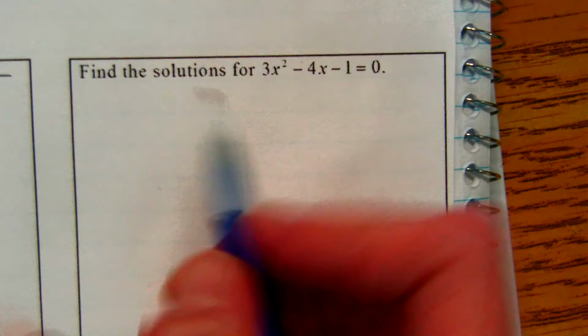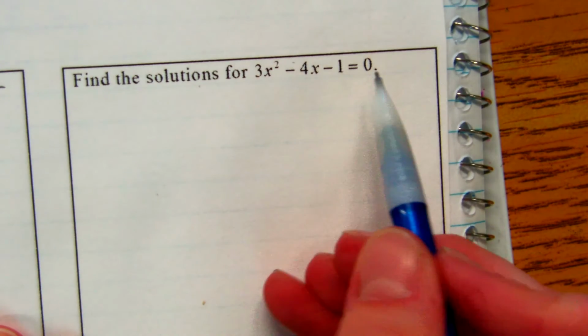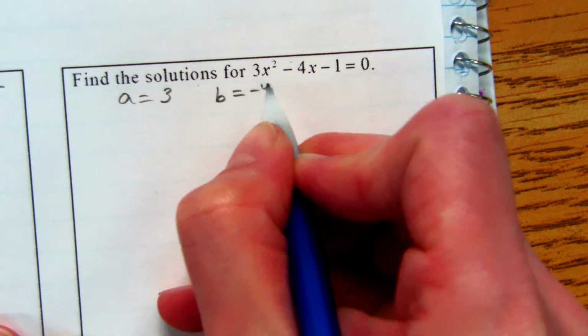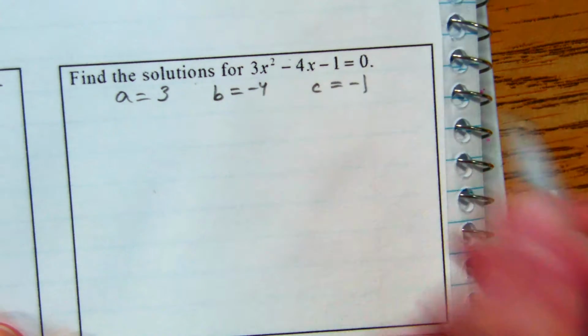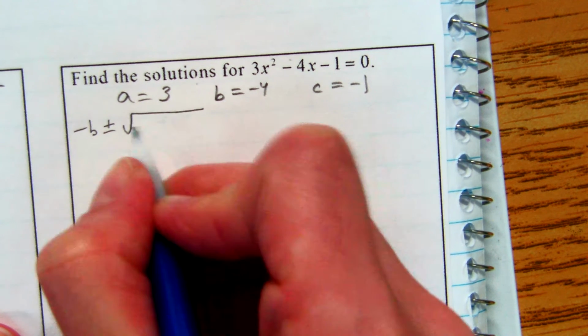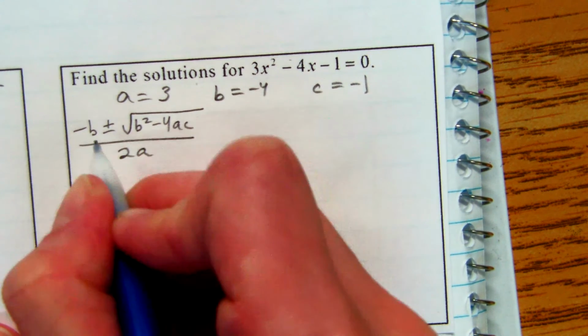All right, so going on to this one. It says find these solutions. That means the same thing as solve. And then here's our equation. So A is 3, B is -4, and C is -1. And I'll write the formula up here again, just so we have that in front of us and you can see it while we're working.